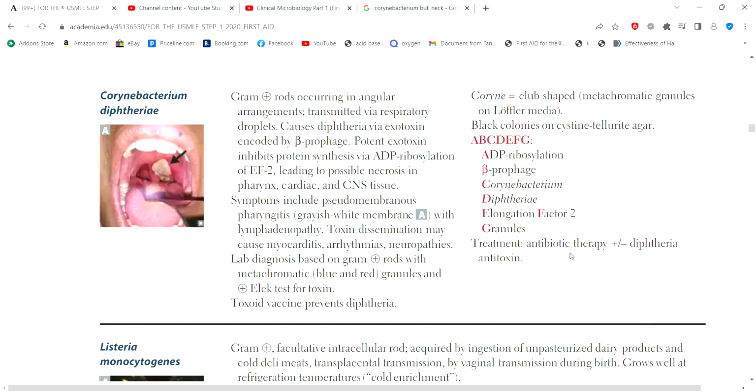Okay, so remember the mechanism of action for this. That's very important. Protein synthesis is stopped by inhibiting elongation factor 2 because EF2 is important for protein synthesis. And then a positive Elek test for toxin will tell you that you are positive for diphtheria. All right, so we are going to move on from diphtheria.